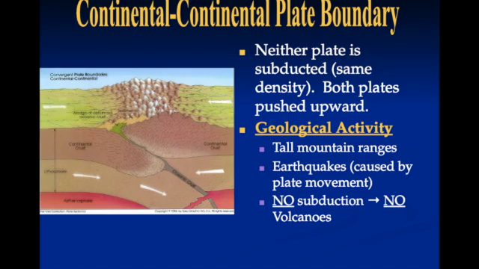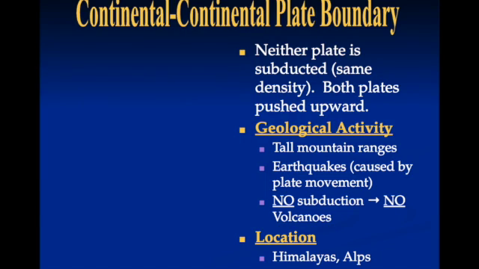Again, the big thing is that there's no subduction. So not only is there no subduction, but that means there are no volcanoes, because subduction is going to cause volcanoes. We'll get back to that in the next slide. Some of the examples, like I mentioned, are the Himalayas and the Alps. Those two places are really well known for some of the most breathtaking and largest mountains that we have.